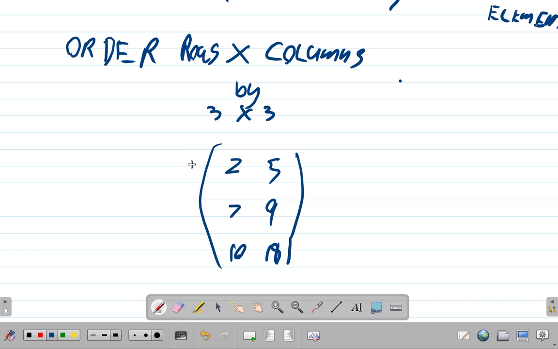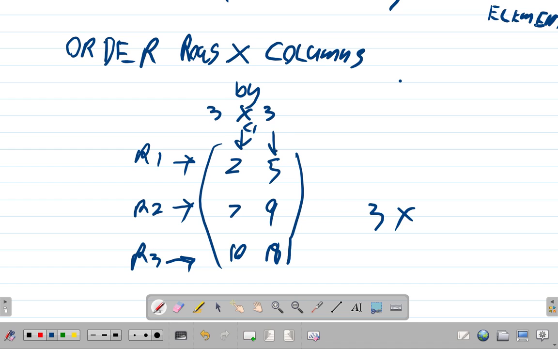You see that? If you had a matrix like this, where you have 2, 5, 7, 9, 10, 18, this would be a what by what? Notice you have 3 rows. Row 1, I'll put R for row, row 2, row 3. So this is 3 rows, 3 by. You have column 1, column 2. It's a 3 by 2 matrix, 3 rows and 2 columns.